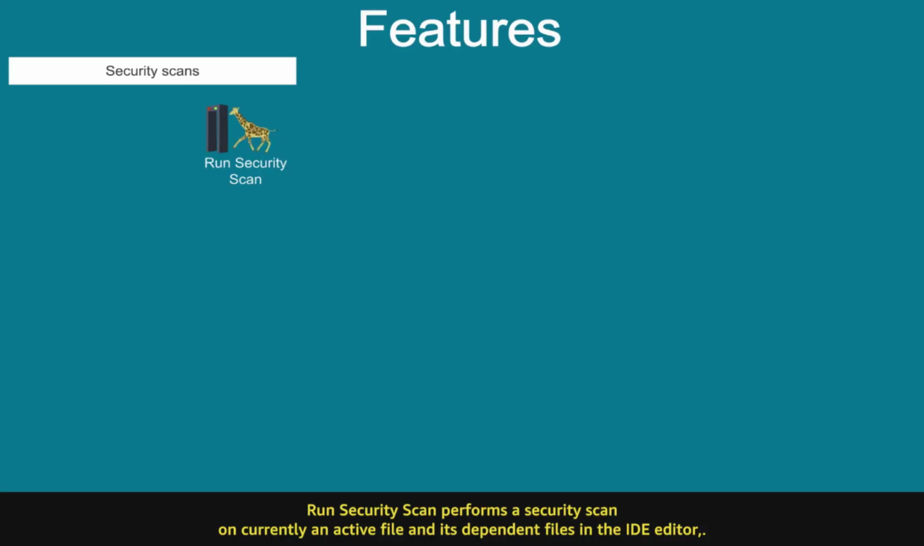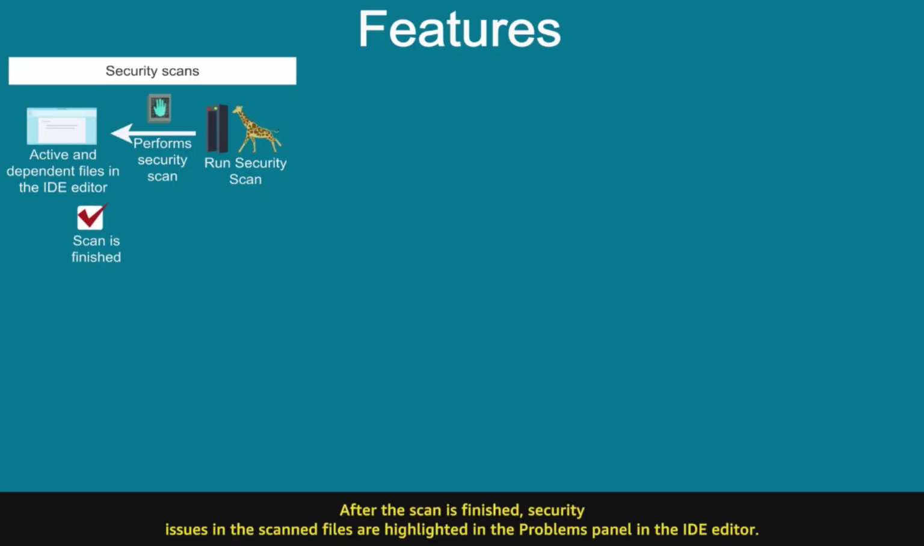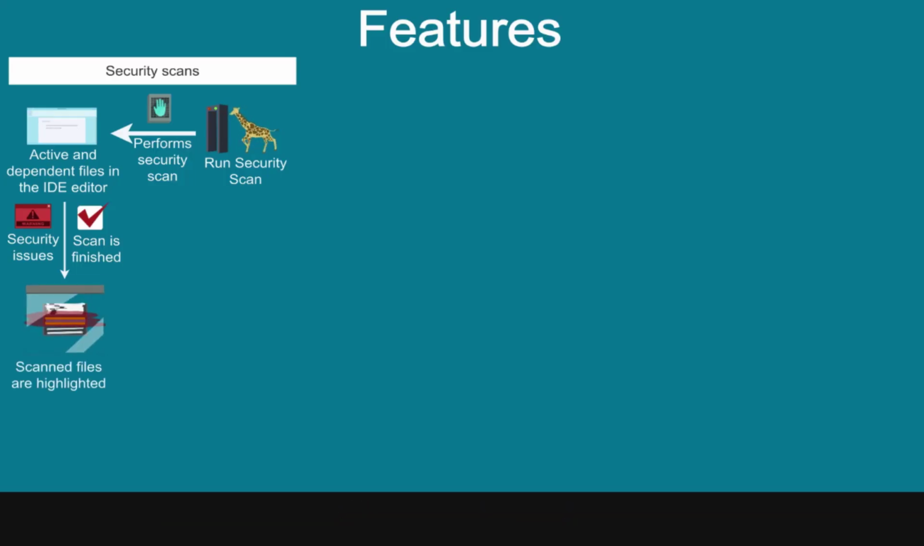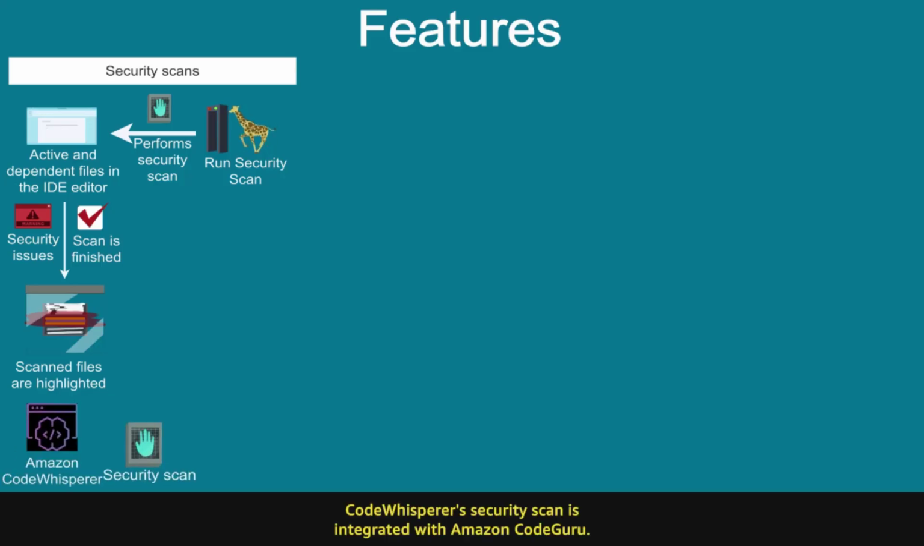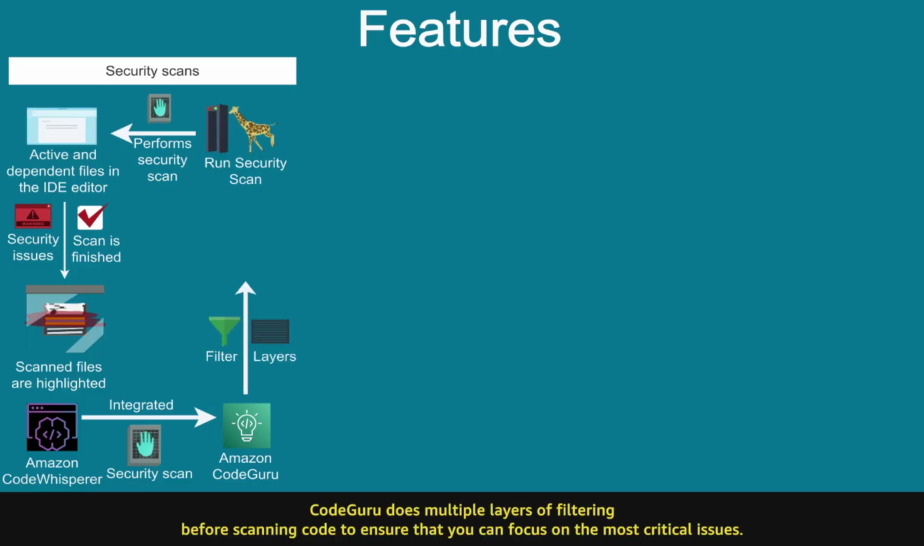Security scans. Run Security Scan performs a security scan on the currently active file and its dependent files in the IDE editor. After the scan is finished, security issues in the scanned files are highlighted in the Problems panel in the IDE editor. CodeWhisperer's security scan is integrated with Amazon CodeGuru. CodeGuru does multiple layers of filtering before scanning code to ensure that you can focus on the most critical issues.